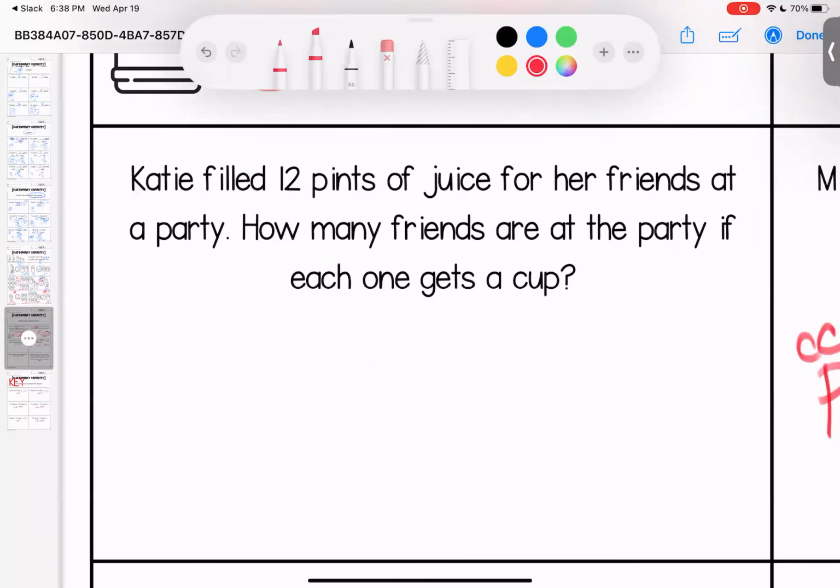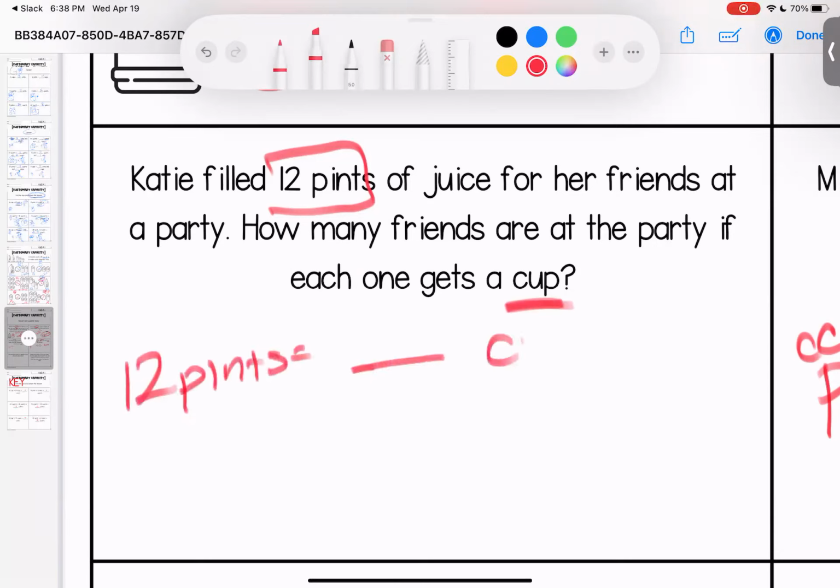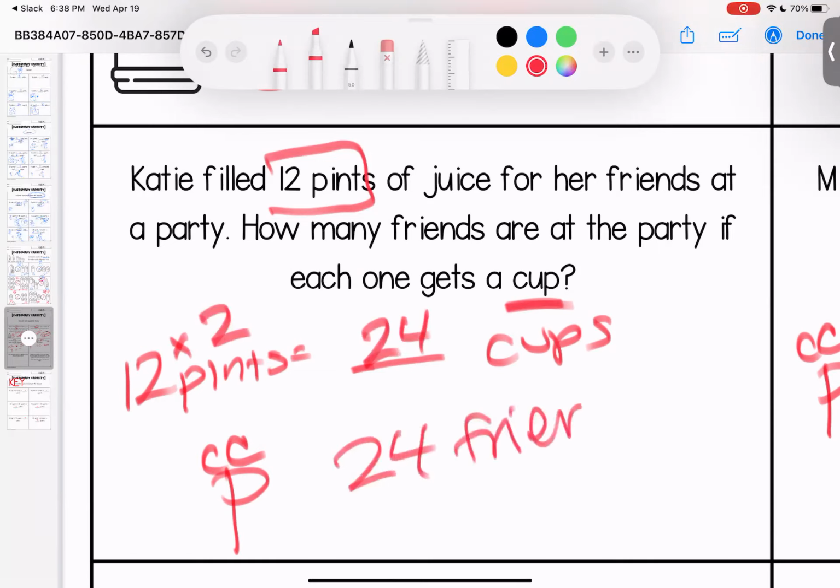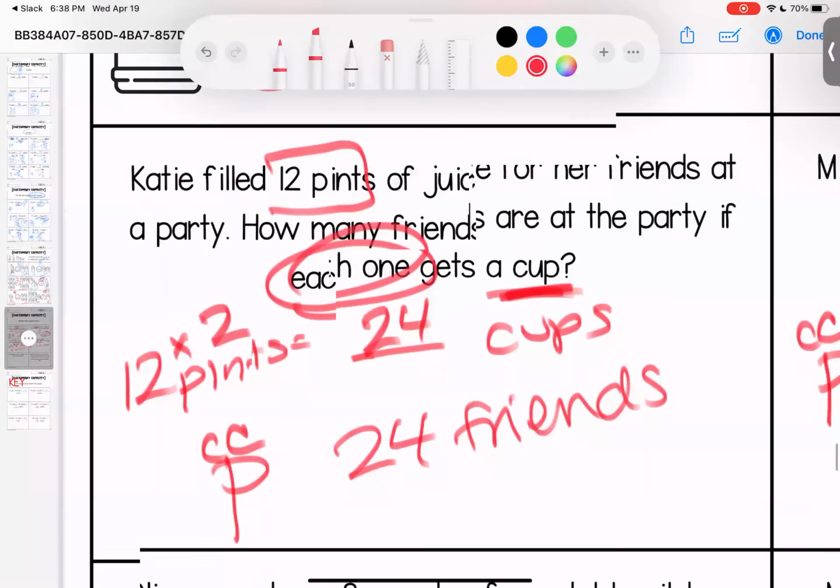All right, Katie filled 12 pints of juice for her friends at a party. How many friends are at a party if each one gets 1 cup? So let's make our pints into cups so we can figure out our guest list. Well, I'm going to have to divide by 2, or I'm sorry, not divide by 2, times by 2 to get my cups. So if I have 12 pints, I have 24 cups or 24 friends at my party. And I know that because each one gets a cup and I have 24 cups.